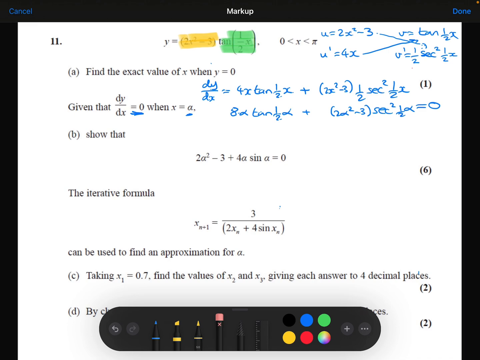Next thing I'm going to do is let's think about these tan half alphas. Tan half alpha, I can think of that as being sine half alpha over cos half alpha.